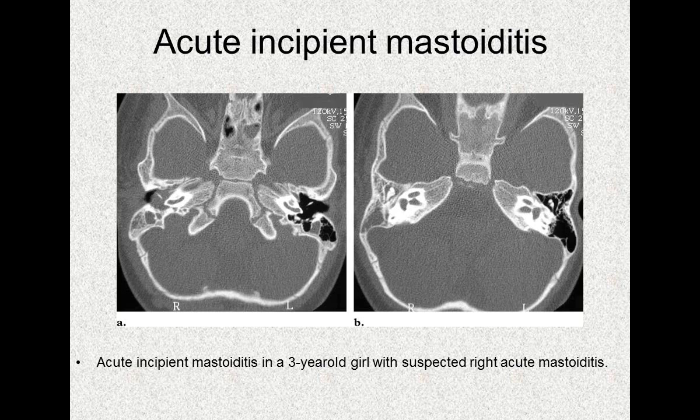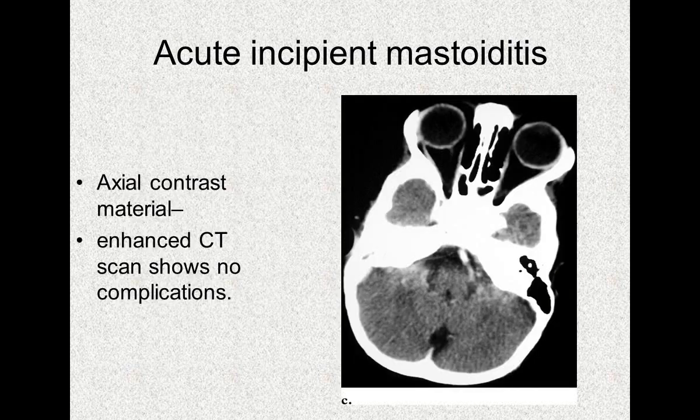As we see in the axial temporal bone CT, increased attenuation of the entire right middle ear, no osseous defect. CT shows normal aeration of the tympanum and mastoid on the left side. Incipient mastoiditis. Acute incipient mastoiditis, enhanced CT shows no complications.